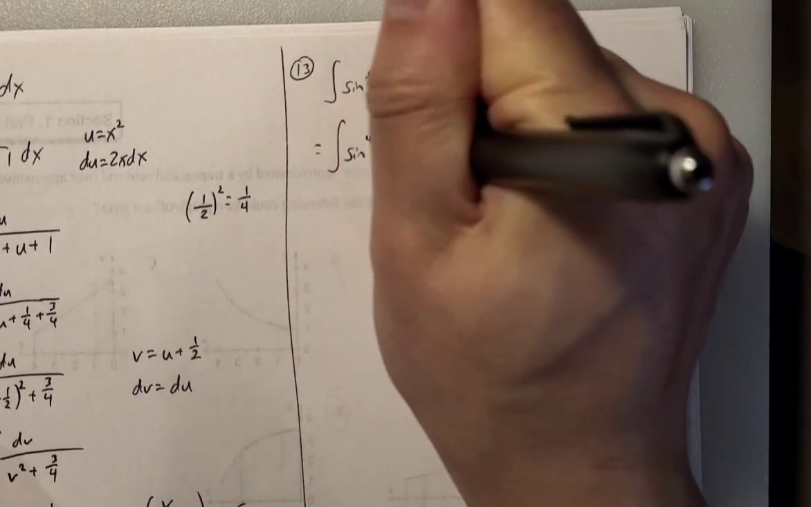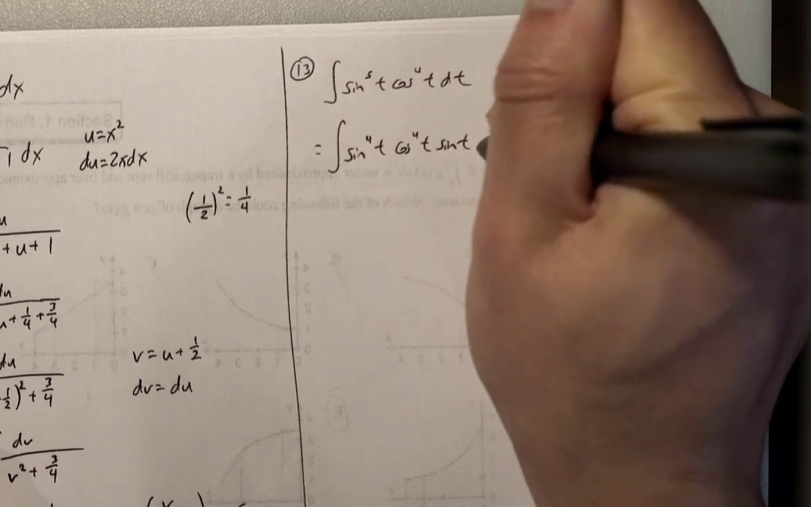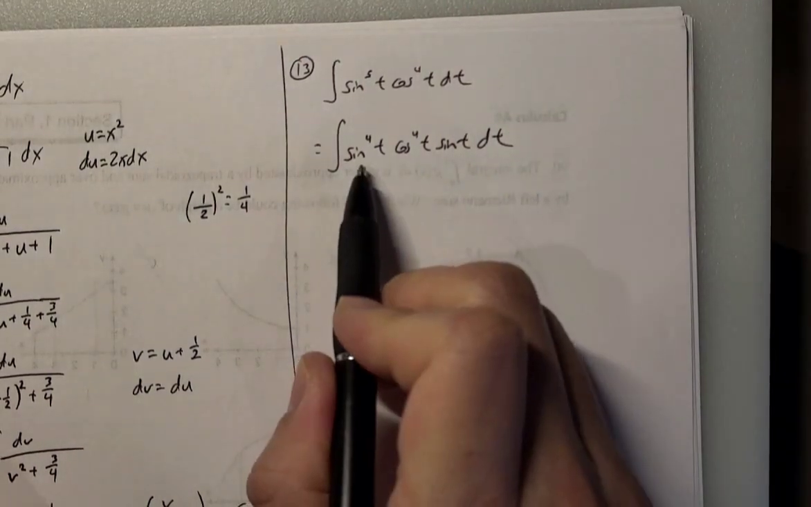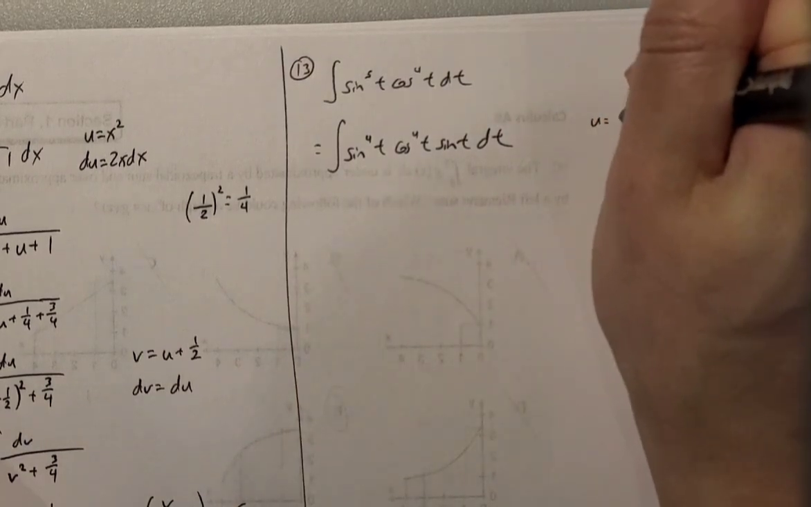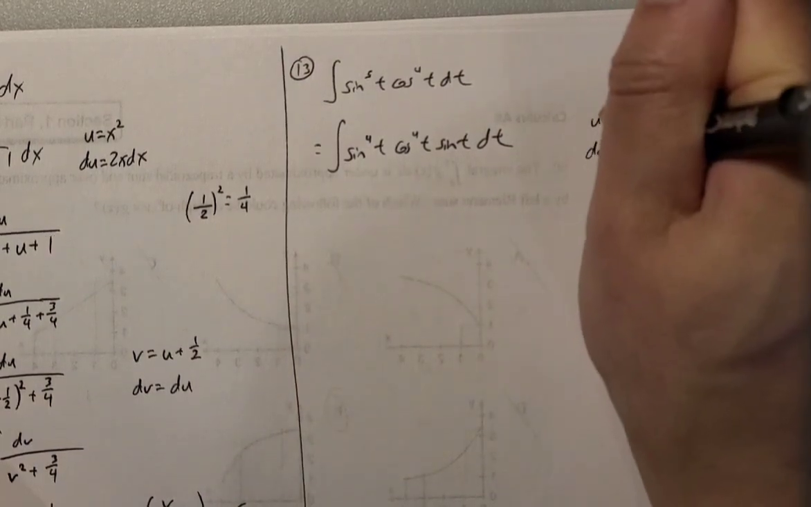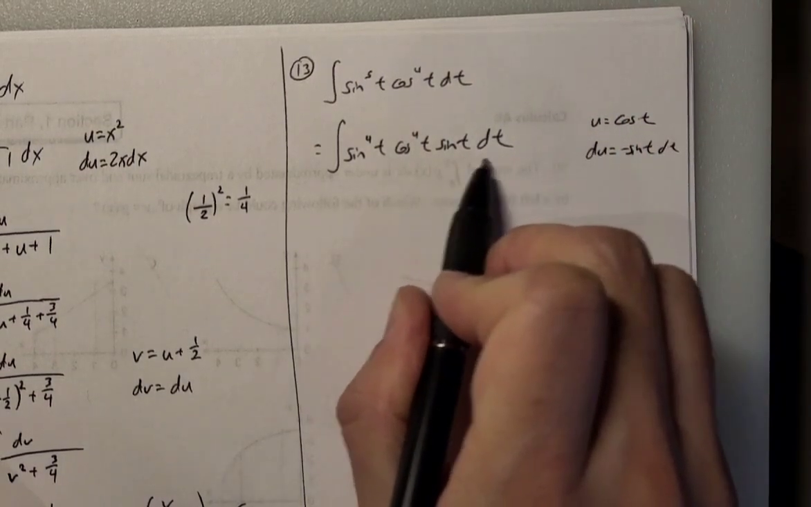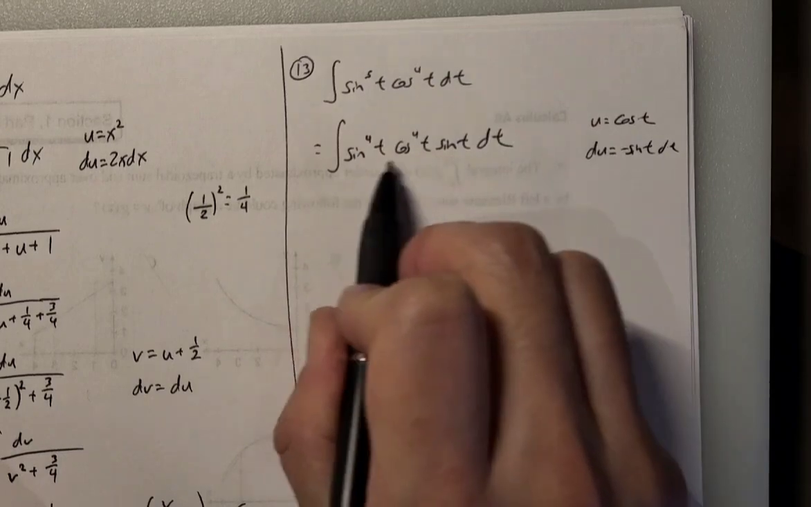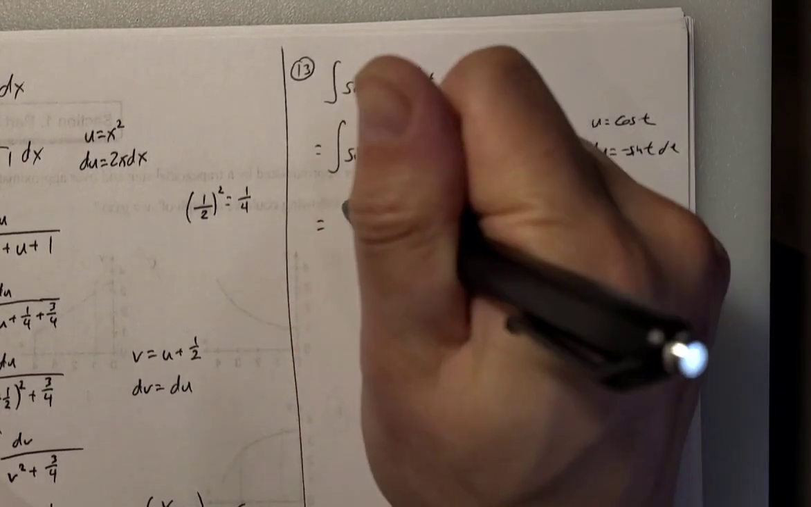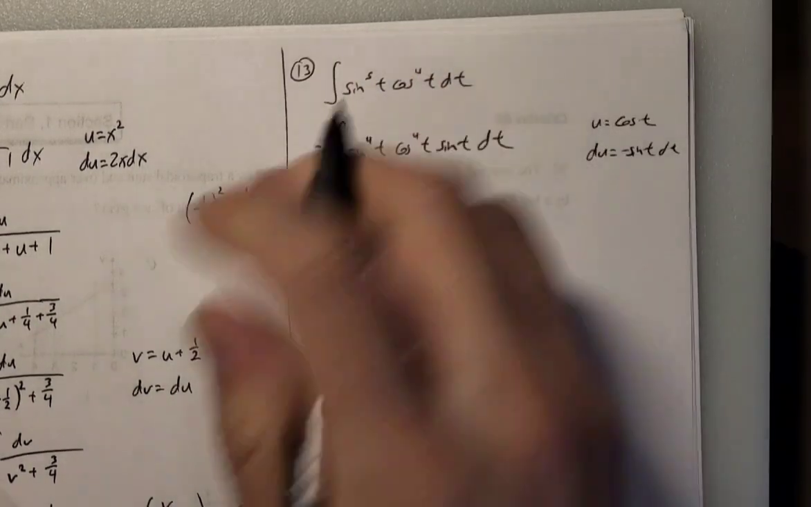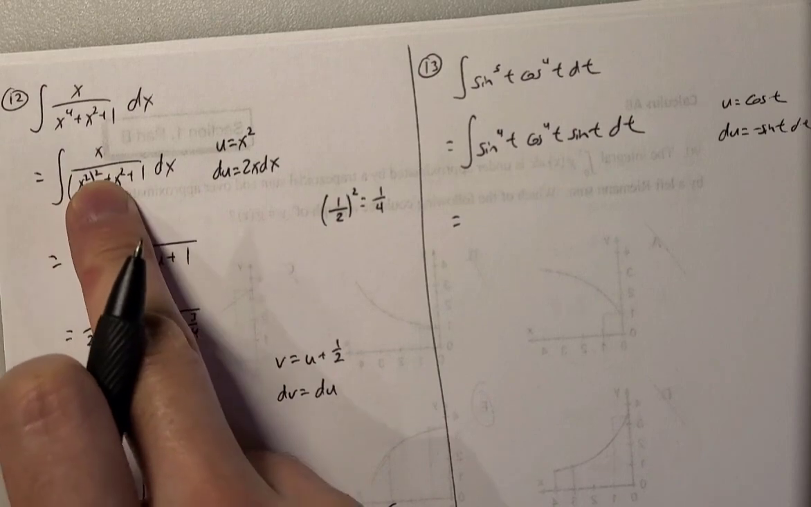So it becomes sine to the 4th, cosine to the 4th, sine, and dt. We want to change the sine squared in terms of cosine squared because we want to let u be cosine of t, du would be minus sine t dt, which we have sine t dt over here. So we want to change everything in terms of cosine to make our substitution easy. So sine to the 4th is sine squared squared. Kind of like over here, x to the 4th was x squared squared.